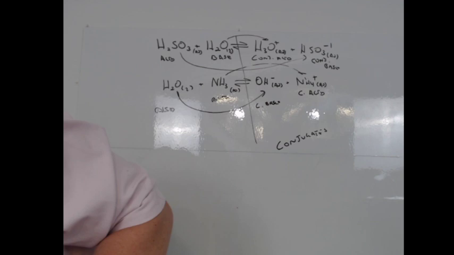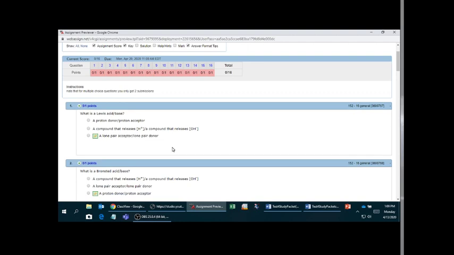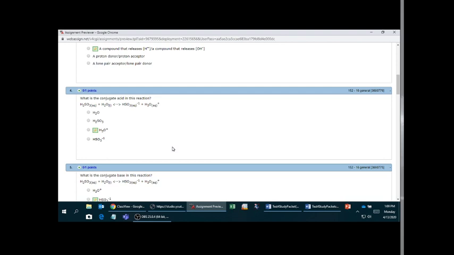Now, in terms of the Wiley problems, bring those up. A lot of these are just basic definitions. Well, I guess I can show you. What is a Lewis acid base? What is a Bronsted acid base? What is an Arrhenius acid base? Here it's asking you, what are the conjugates? So in terms of solving this type of problem, what is the conjugate acid in this reaction?